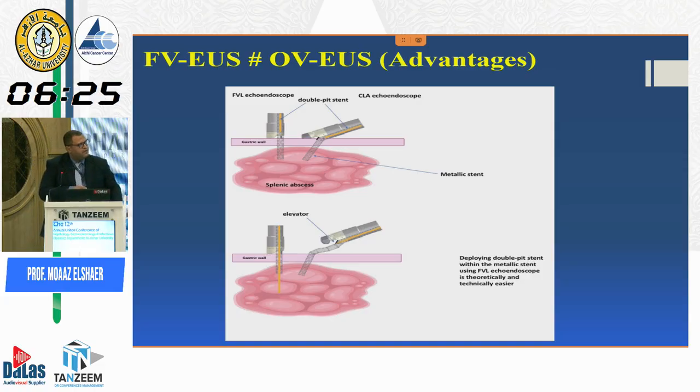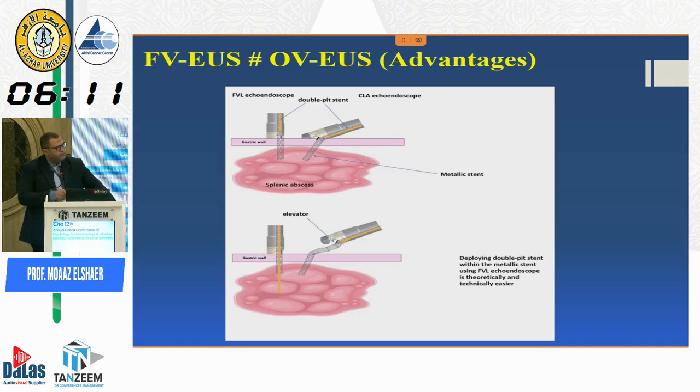The use of the forward view echo endoscope is easy for such intervention because the scope has a front view orientation, making puncture, device and stent deployment easier than with the linear echo endoscope, because the forward view echo endoscope has a direct front orientation to the cyst or the lesion. There is no lever, no need for this angle. But as I said, you must examine the cyst clearly first by the linear echo endoscope, because it is the standard echo endoscope.